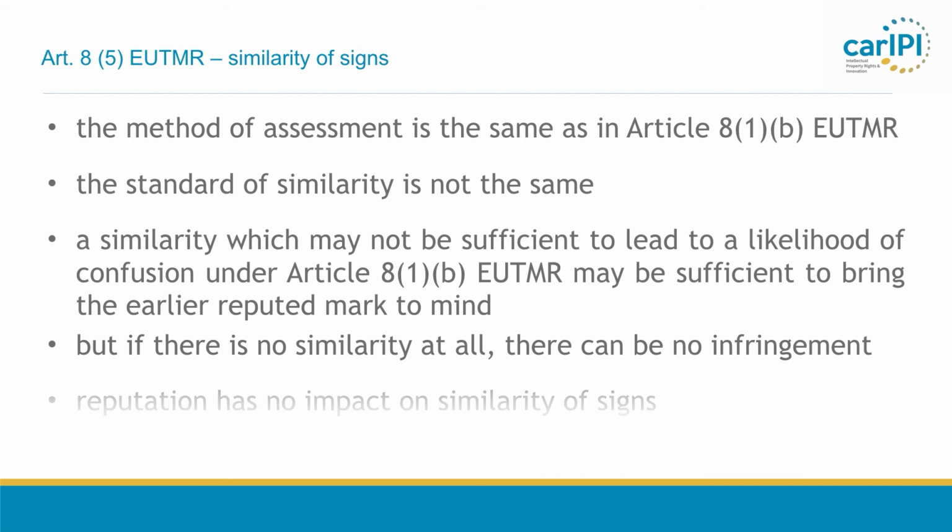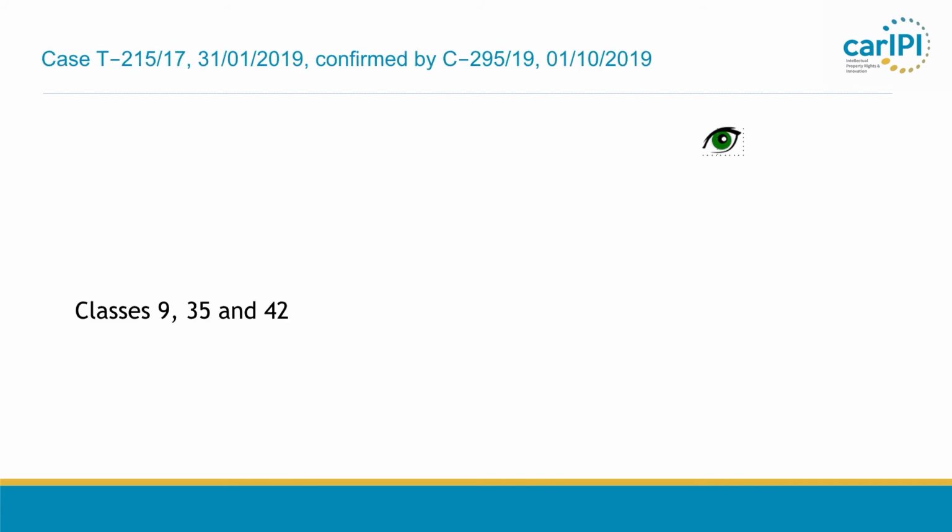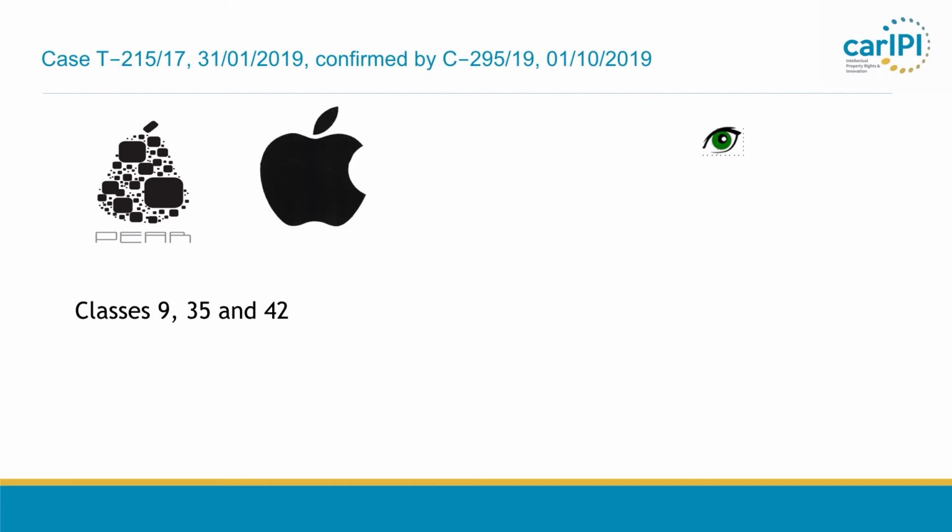And when we assess the similarity, we do not take into account the reputation. Reputation is only considered at the stage of the analysis of the link and the infringement, but not similarity of signs. And here, an interesting example from the very recent case law. So this is a decision of the General Court that was confirmed by the Court of Justice. So we have these two trademarks, pear, and then you have the apple. Probably you recognize the apple symbol. And the goods and services concerned are class 9, 35, 42, basically the IT sector.